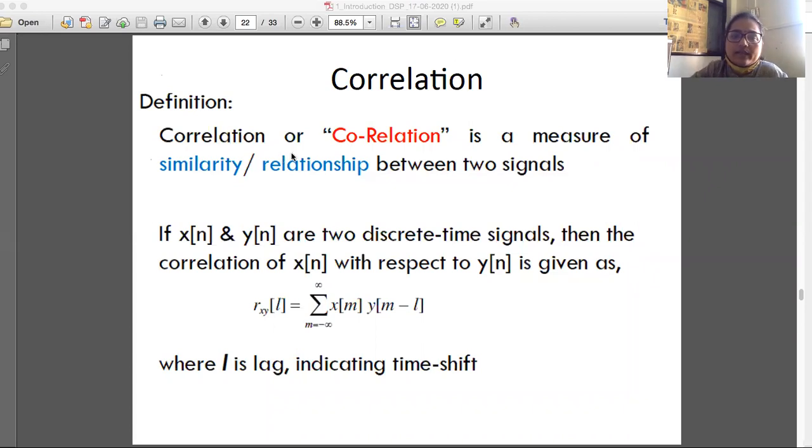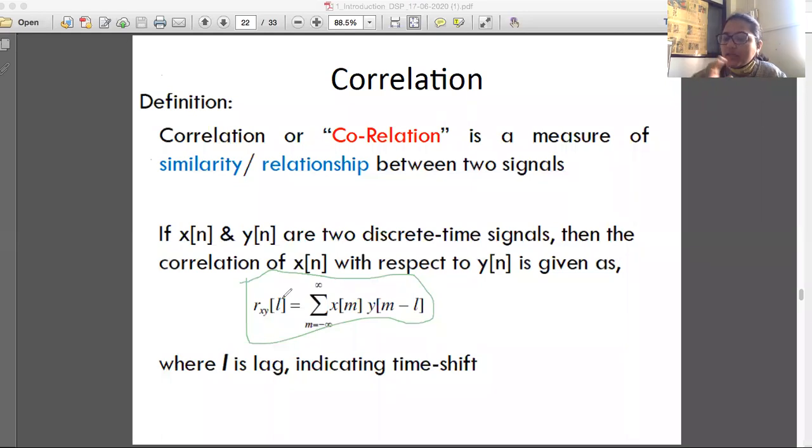So the correlation is a measure of similarity or relation between two signals. Now the correlation operation is represented here, and it is shown by using this formula. The correlation is represented by gamma, so gamma xy of L. L is nothing but the distance or lag, the lag parameter.